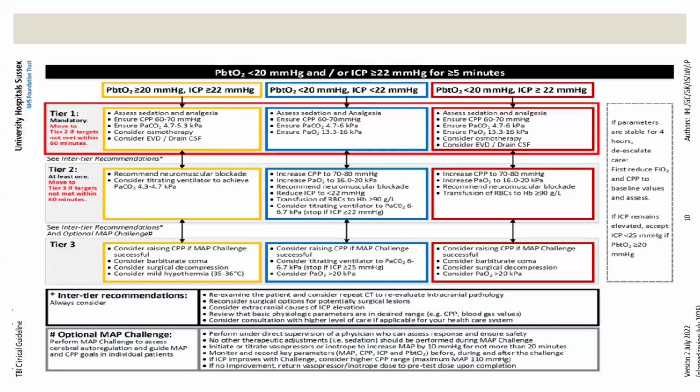Stop if ICP is more than 20. Consider raising CPP if MAP challenge is successful. Consider titrating ventilator to maintain CO2 between 32 to 35.